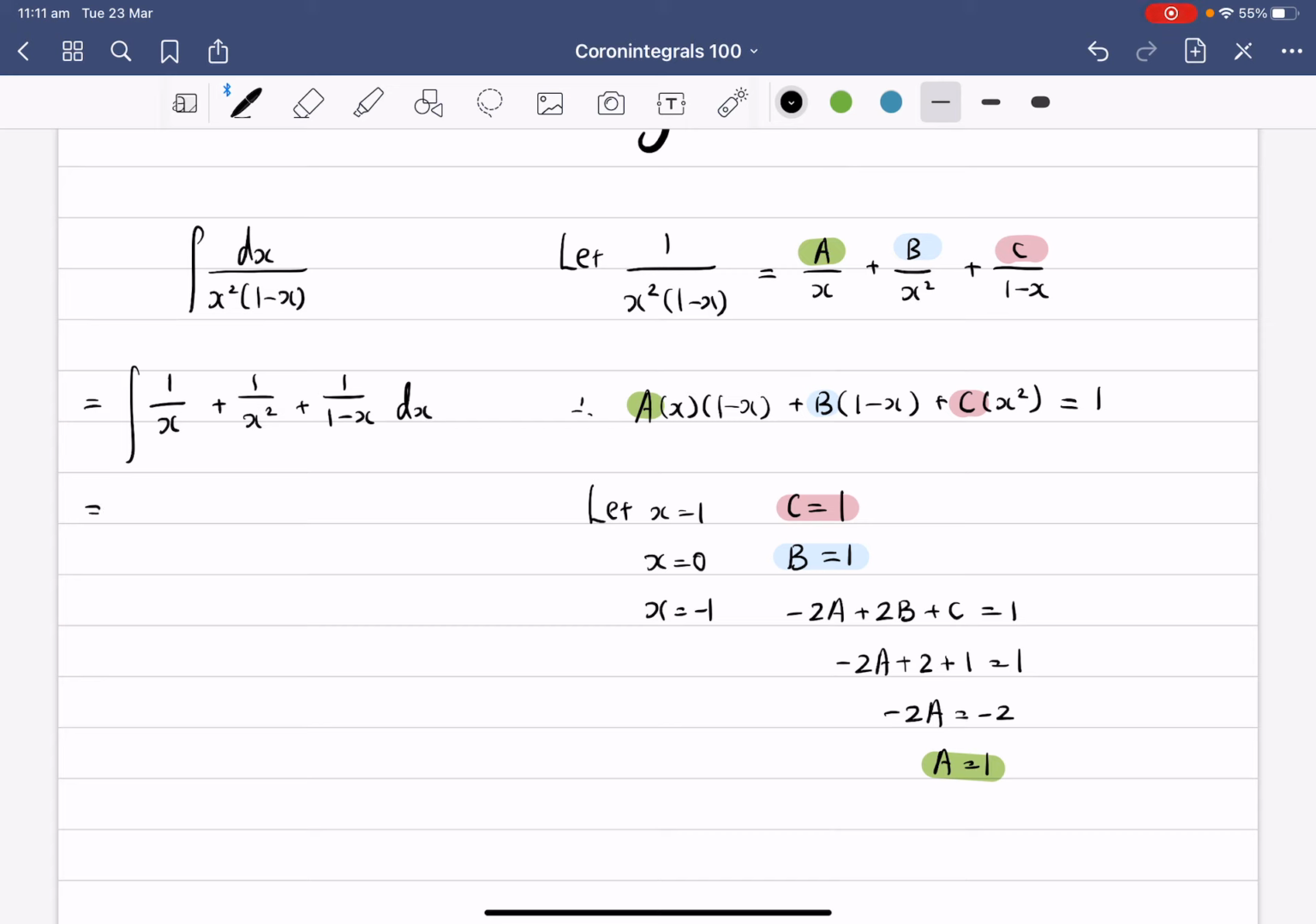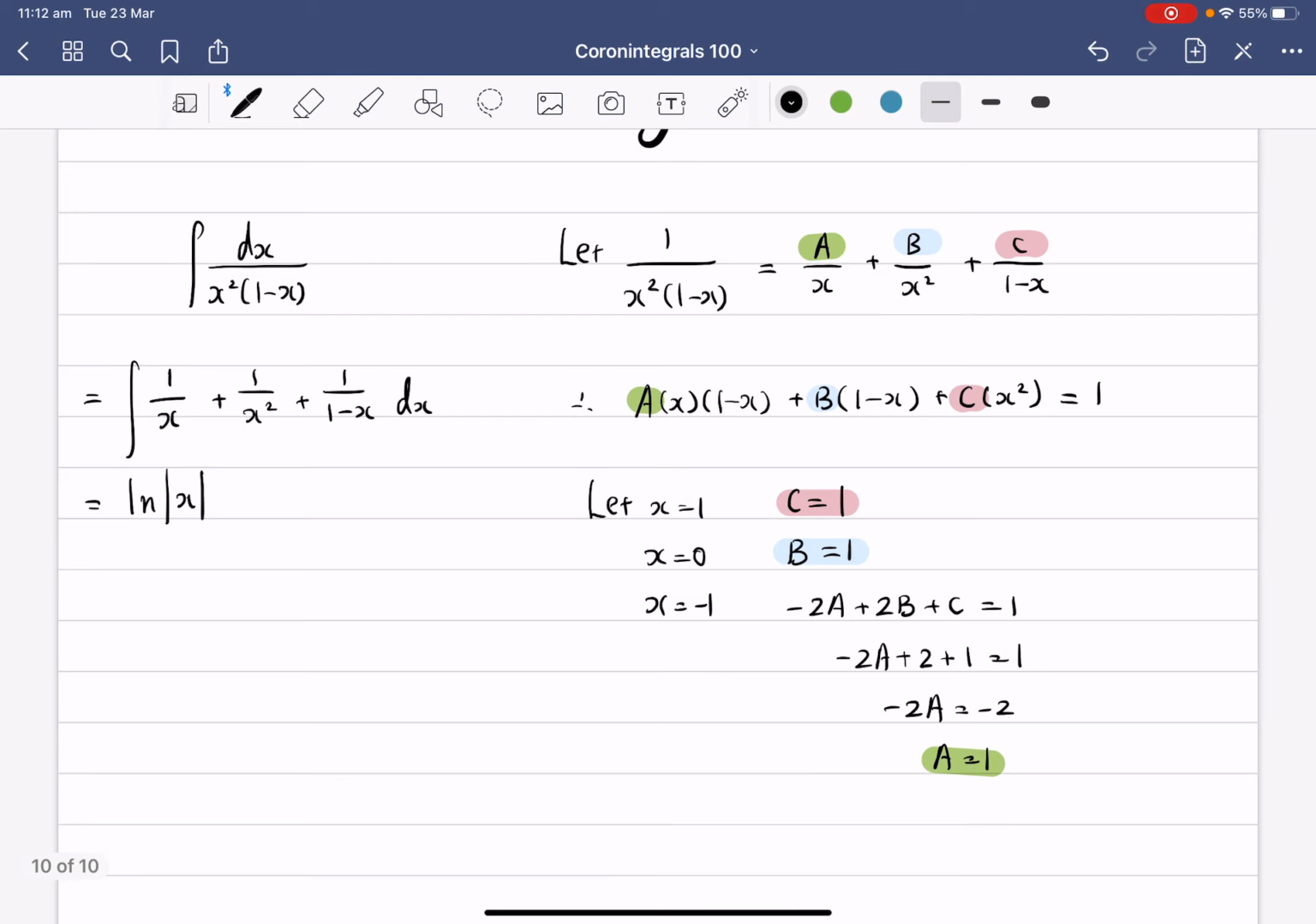The first one is just going to be the logarithm, so ln x. The second one, if you want to integrate 1 over x squared, think about you're integrating x to the power of minus 2 dx. So you add 1 to the power, which is minus 1, and find the reciprocal of the power, that's negative in the front. So therefore, that gives you minus 1 over x. And the last one is minus ln 1 minus x plus c.